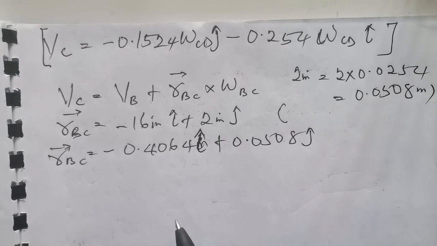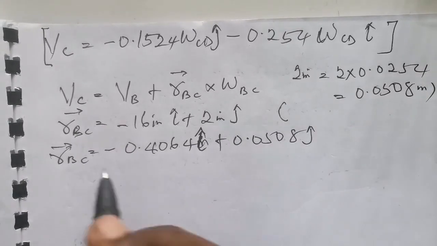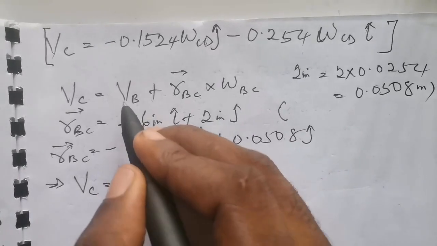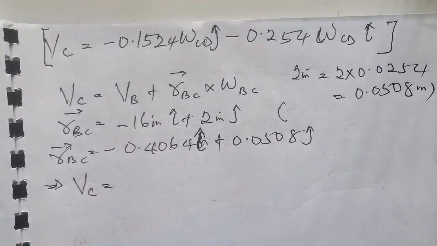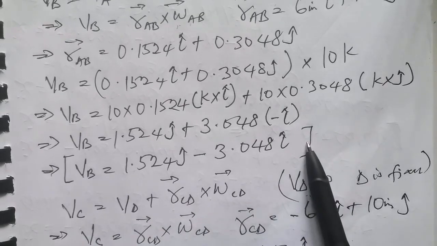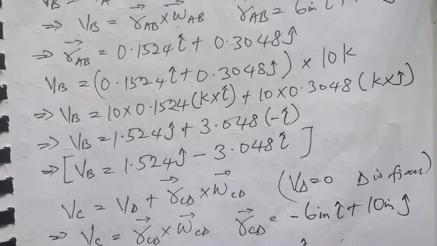Okay, now if you know this, we can plug into this equation. This simply implies that VC is equal to VB, and not forgetting, we obtained VB earlier to be equal to this. So if this is VB, then let's plug it back into that equation. All right.